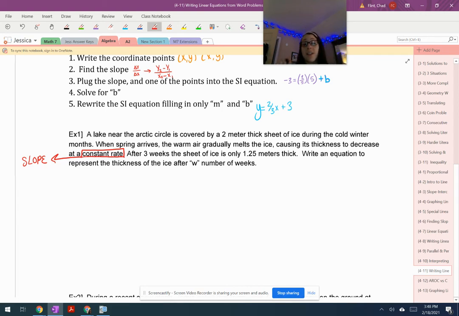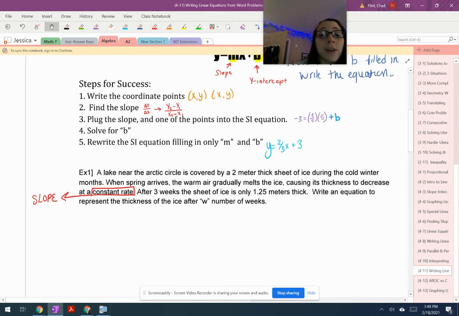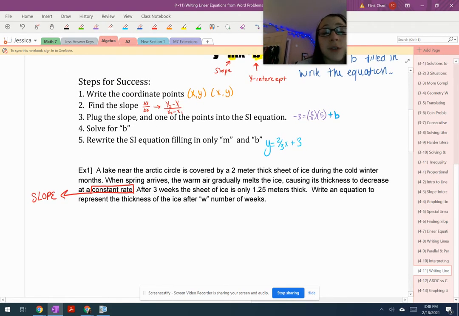Write an equation, sorry, got distracted there. Write an equation to represent the thickness of the ice after W number of weeks. So following our steps, the first thing we need to do is figure out what the coordinate points are.